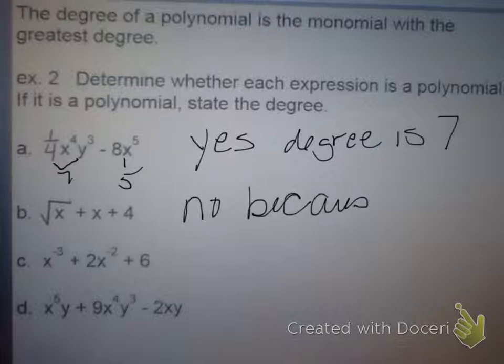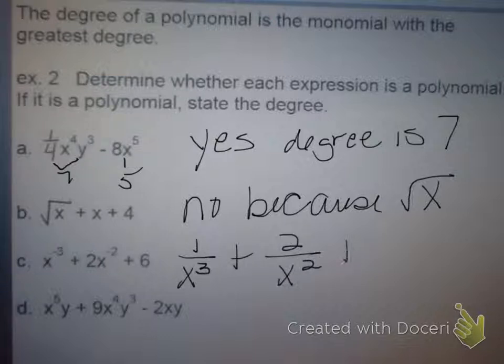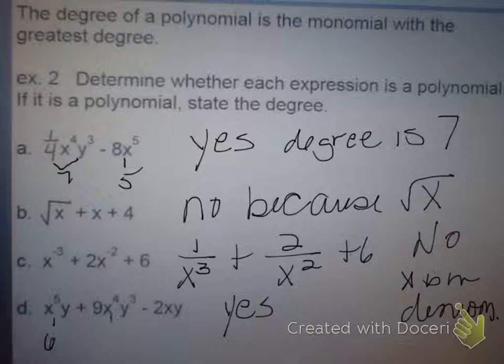Example B is not because of the square root of x. Example C is not because you cannot have variables in the denominator. And example D is, and the degree is 7.